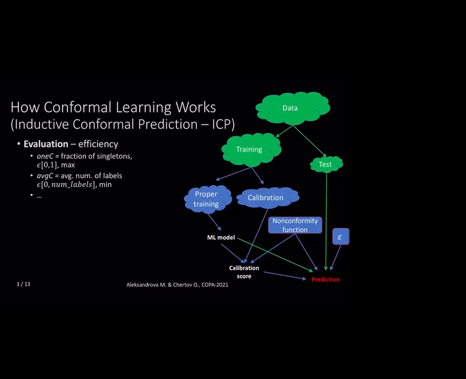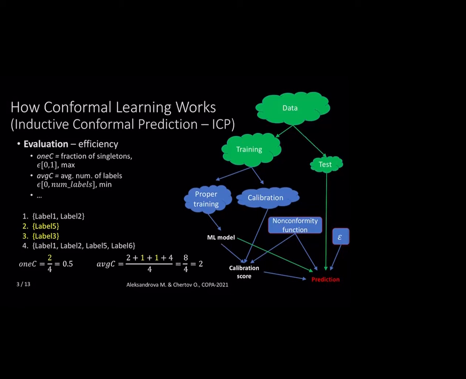A simple calculation example presented here at the bottom of the slide shows how the values of these metrics are calculated. So here we have 4 data points, and for 2 of them, we generated singleton predictions. These are data points 2 and 3. So from this example, the value of 1C will be the number of singleton predictions, that is 2, over the total number of points in the data set, that is 4. So the value of 1C will be 0.5. The value of average C in this case will be 2. So on average, we predict 2 labels per data point.